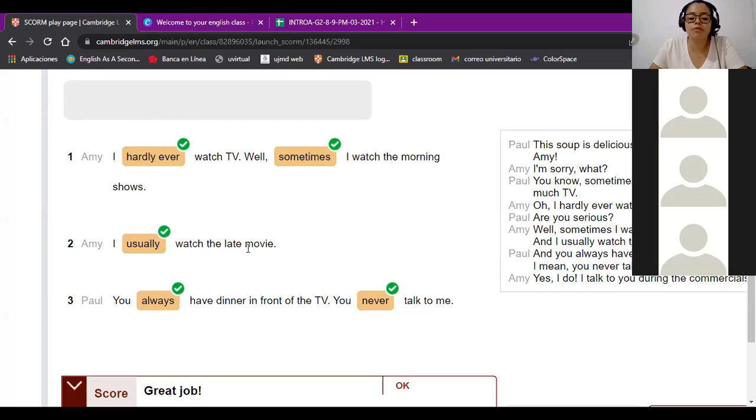Okay, number 2. Everybody repeat after me. I usually watch the late movie. Late movie. Movie? No, movie. Everybody again, late movie. Late movie. Very good.